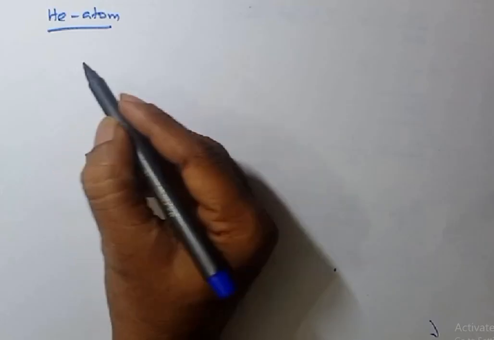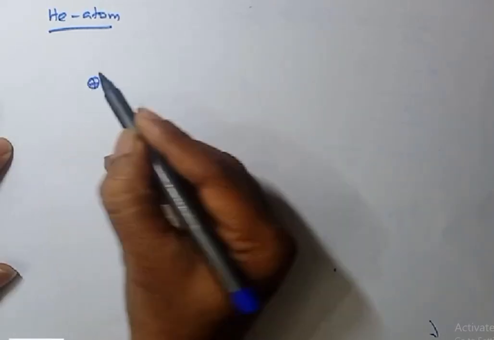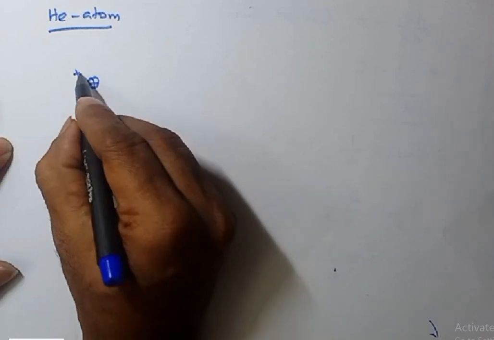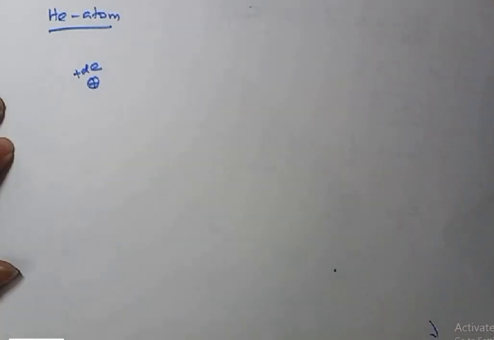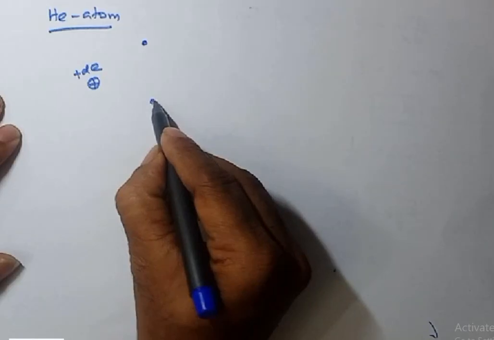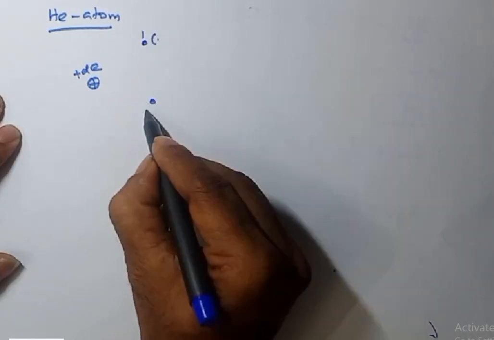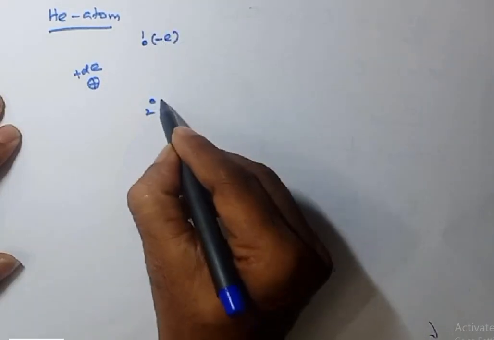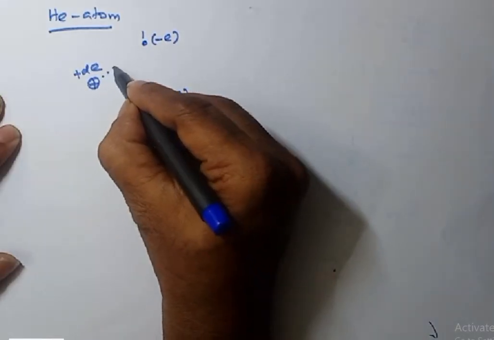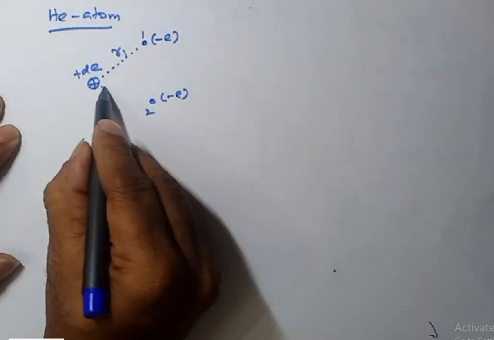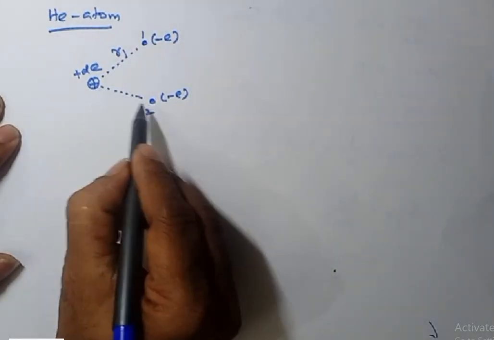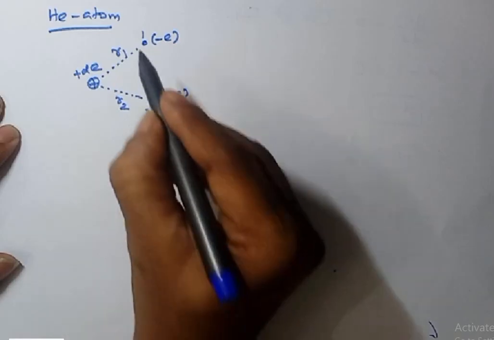Okay. See, we have a nucleus. The nucleus charge is plus 2e, but I will put alpha e, where alpha is the effective nuclear charge. And we have 2 electrons now, this is electron 1, this is electron 2. But for both electrons, the charge is minus e only. This is the distance between the nucleus and electron 1, let me take this R1. And this is the distance between the nucleus and electron 2, let me take R2. And this is the distance between the 2 electrons.